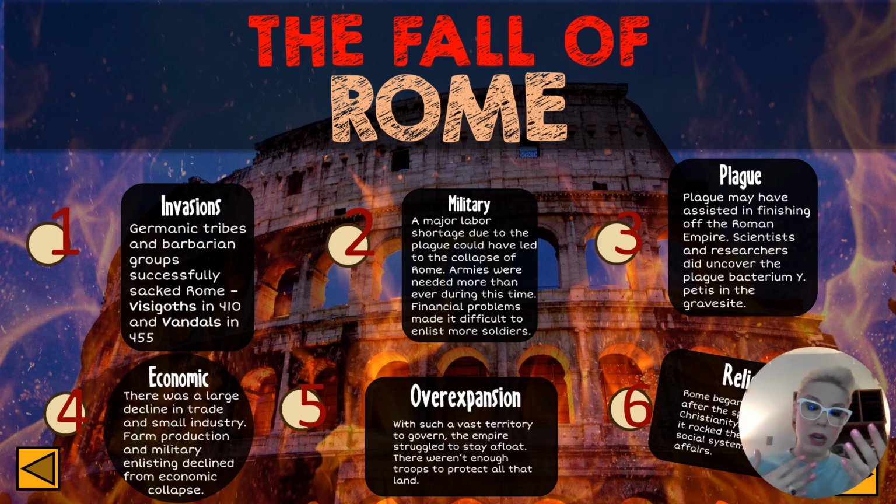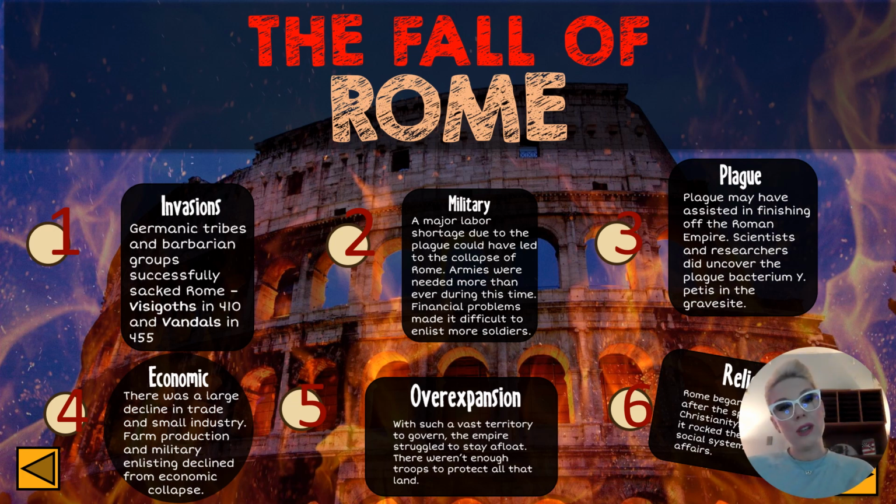So if one military faction needed something, it took a little long for them to get that support. So they had a shortage due to the plague, and there weren't as many military personnel as what they needed. And financial problems made it difficult to enlist more soldiers, so Rome just couldn't afford to pay them. If you're not getting paid, you're not going to go, right? The plague may have assisted in finishing off the Roman Empire. Scientists and researchers did uncover the plague bacterium in grave sites. So that's some of the new evidence that's come out.